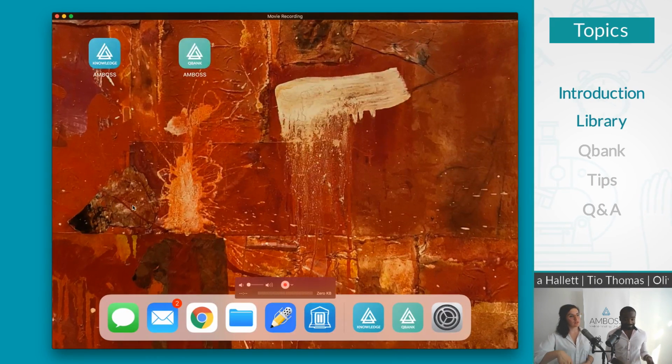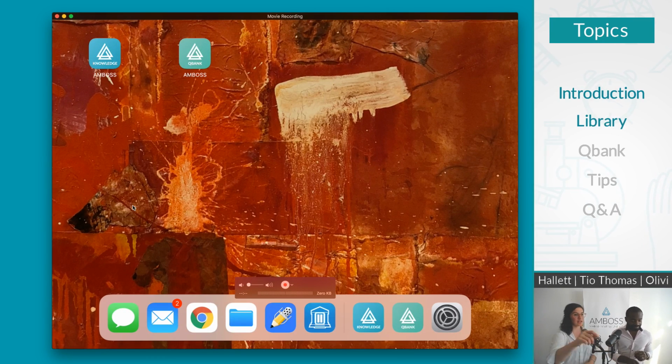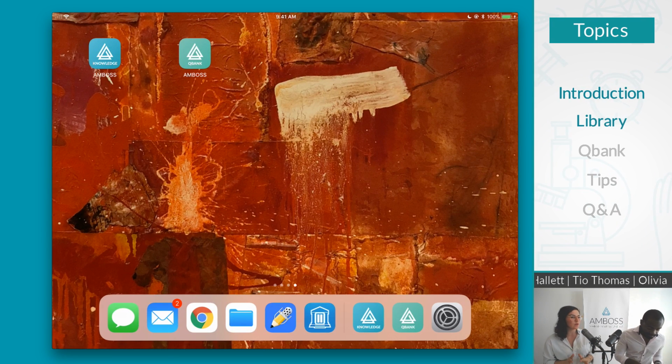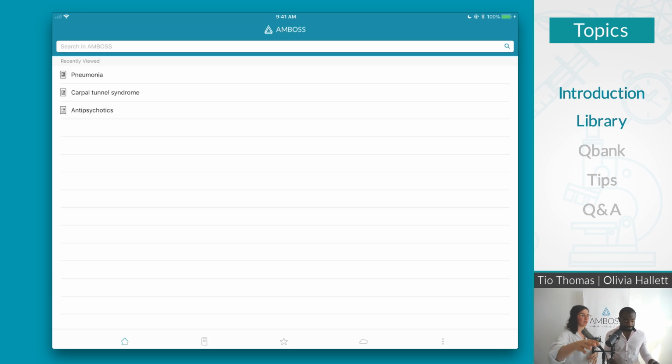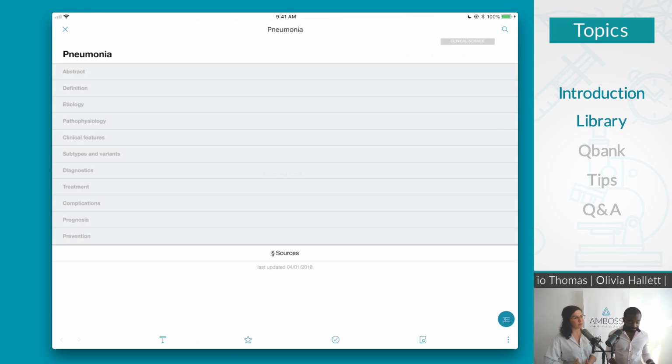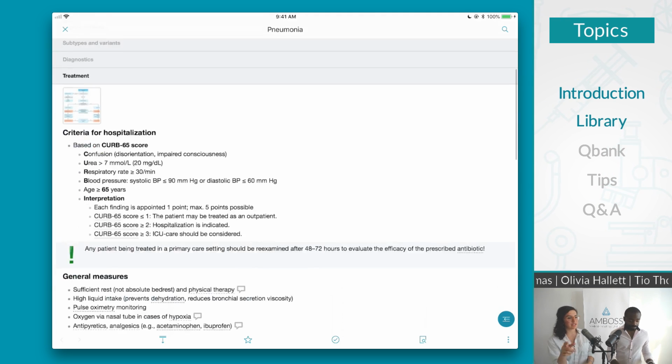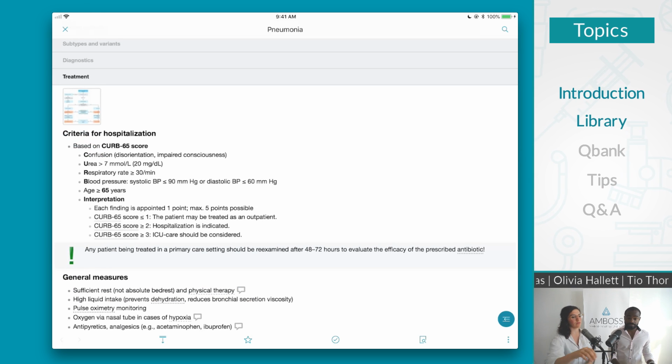Can we switch over? So we can just click on the Knowledge app. We have two apps for Amboss: the Knowledge Library app and the Qbank app, and they talk to each other, and we'll get into that a bit later. So we were talking about CURB-65 within the pneumonia learning card. We can just click on the pneumonia card, open it up. You see it's quite similar to how the library looks on the desktop version. But when we click on treatment, we can see, again, the same thing with our breakdown and our flowchart in the upper corner.